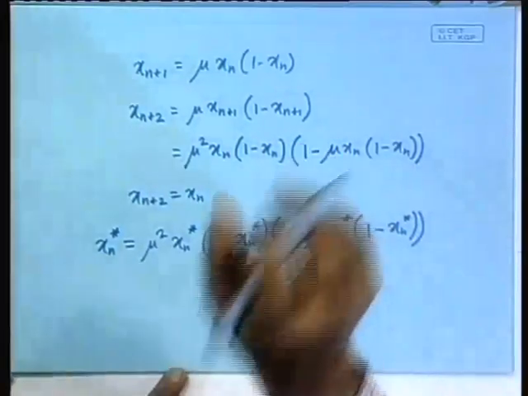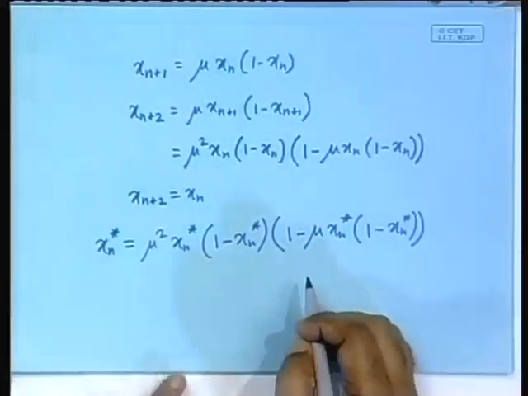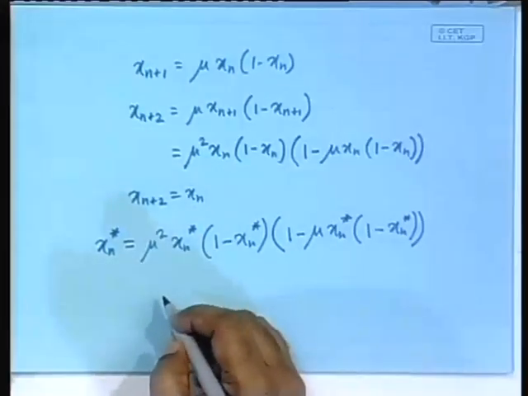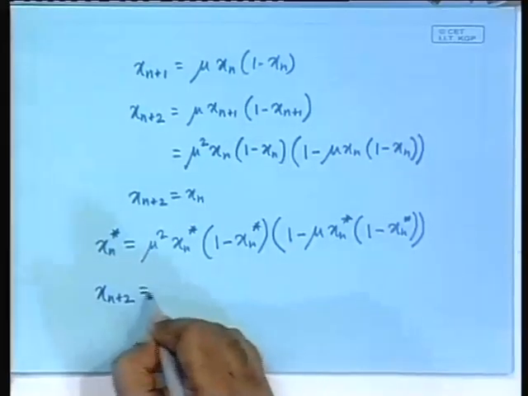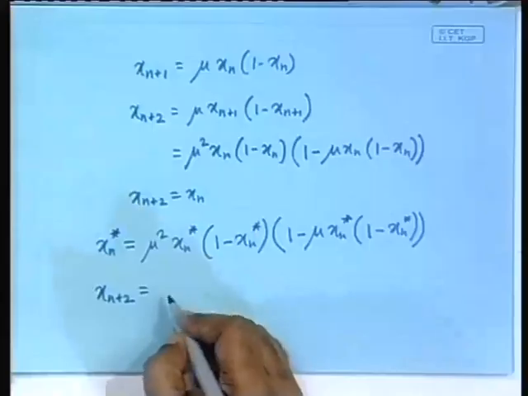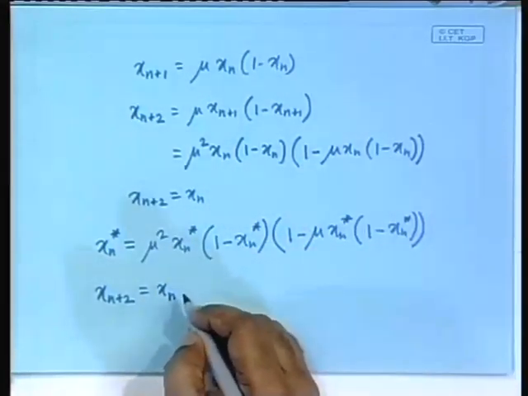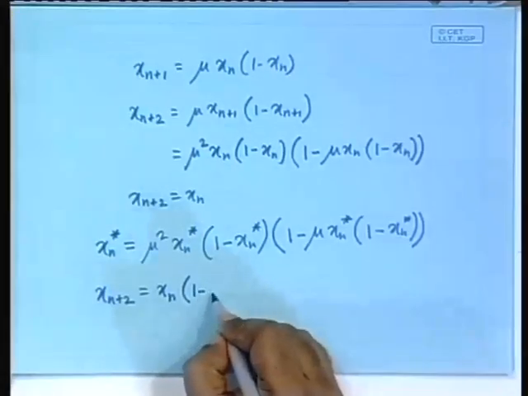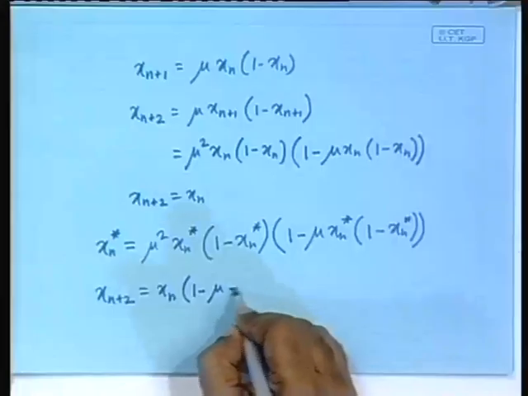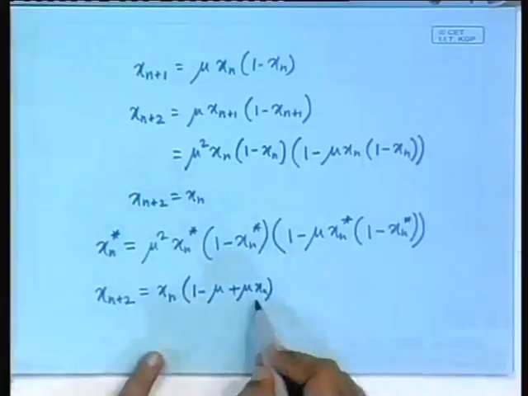Well, if it is clear, still this needs to be expressed in those 2 factors terms. Can you do that? It is not difficult though, but I can write it. So, this is x n plus 2 is equal to x n, I am writing from here, x n, 1 minus mu plus mu x n. This is the second root.